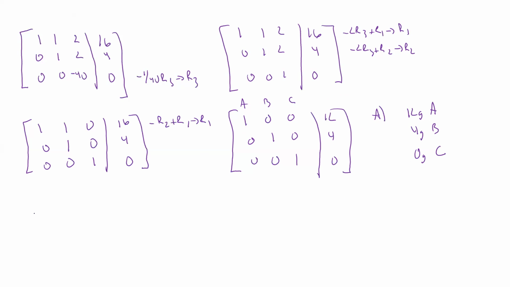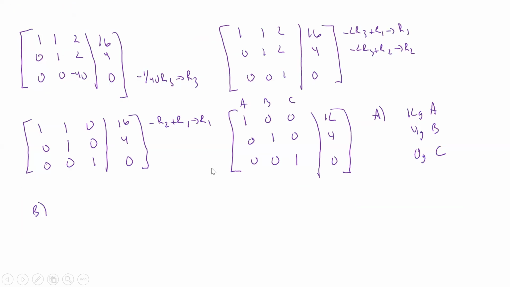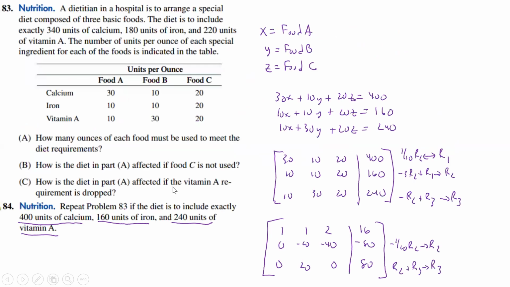So now part B asks, how is the diet in part A affected if food C is not used? Well, if no C is used, there's going to be 0 here, so no C gives 12 grams of A and 4 grams of B, which is basically what we have here. So it didn't change anything much really. Now, what does it say? How is it affected if the vitamin A requirement is dropped?